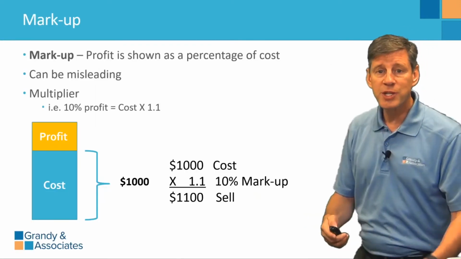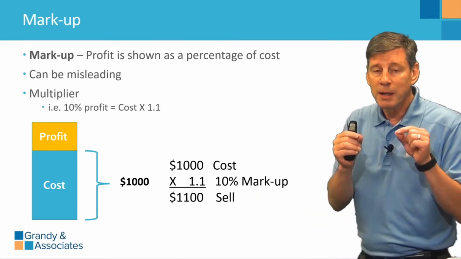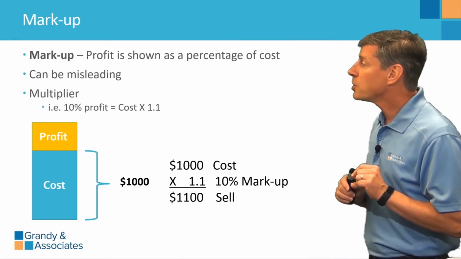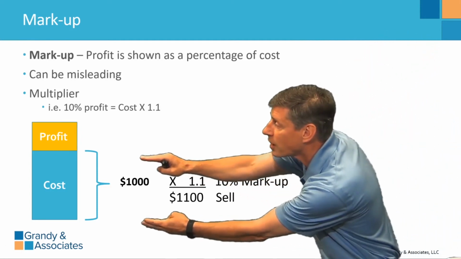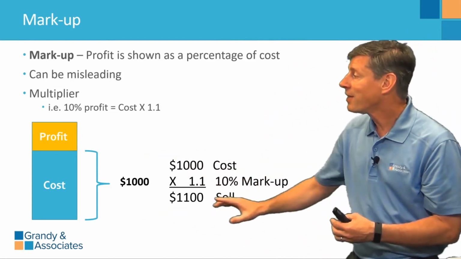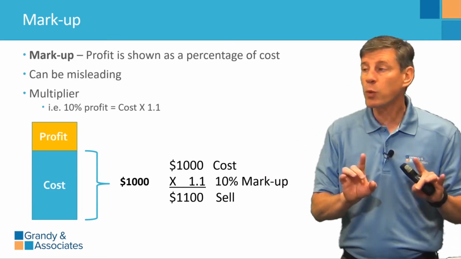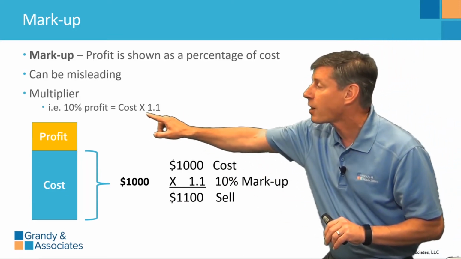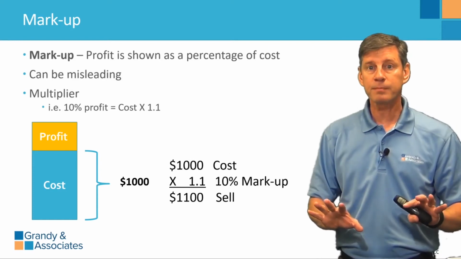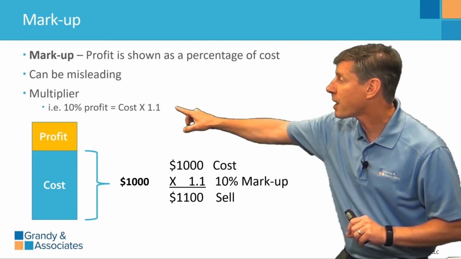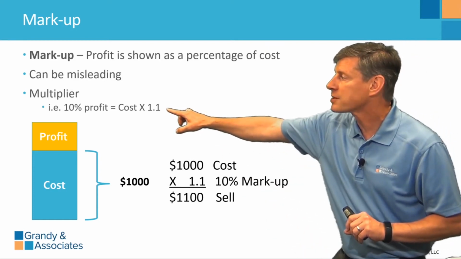Let's just dig into that a little bit more. Remember, in markup, the profit is shown as a percentage of the cost. So if I have a job where my total costs are $1,000, and in these examples we're going to use a 10% net profit to keep the numbers simple. If I'm shooting for a 10% net profit, I would take a multiplier of cost times 1.1.